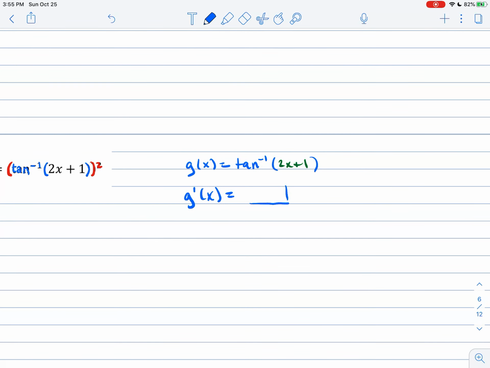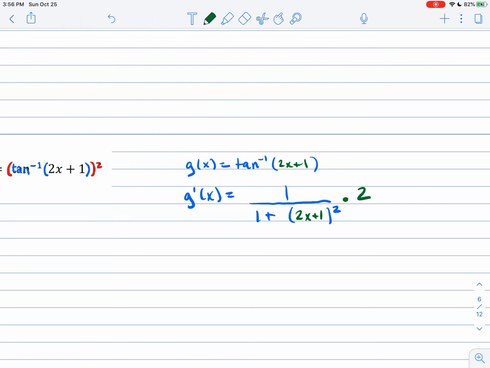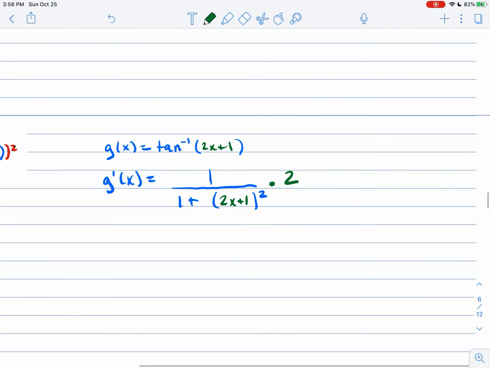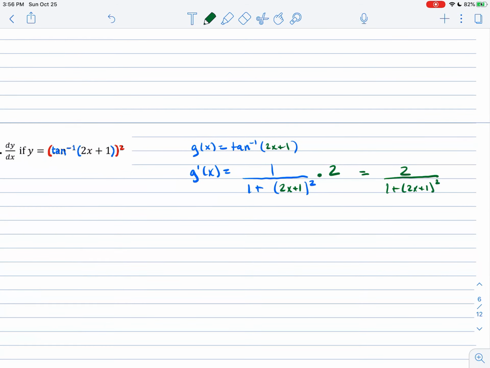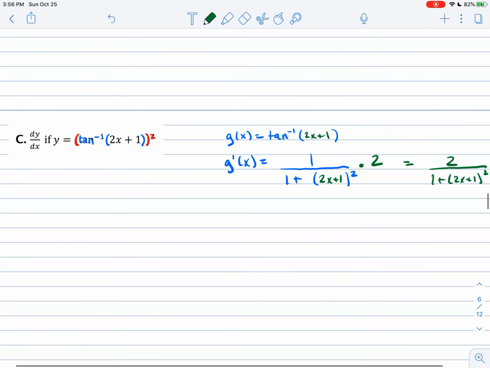And so we want to make that substitution, right? So I'm going to make that outside, the derivative of my outside, and it's going to be evaluated at the inside. Oh, and I still have a squared on the outside there. But then times the derivative of the inside, and the derivative of the inside is 2. Good. So I'm going to keep it like that just for a second, and I'm going to say that this is 2 over 1 plus 2x plus 1 squared. And that's my g prime of x.